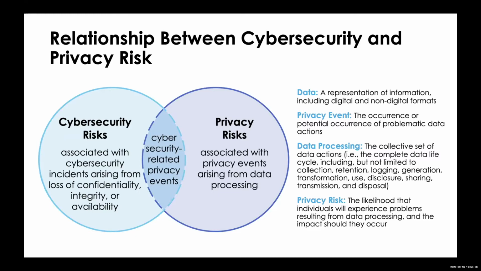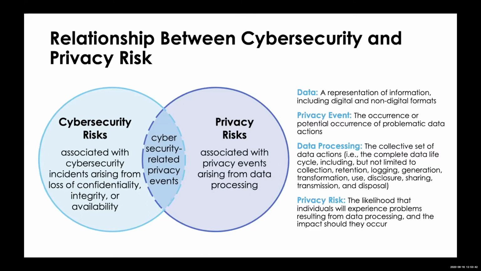Is it distinct from cybersecurity risk? So you can see that we do define a privacy risk in a specific way. It's the likelihood that individuals will experience problems resulting from data processing and the impact should they occur. So these problems, whether singly or as part of larger groups, that can result from data processing, can be expressed in various ways, but we describe them as ranging from dignity type effects such as embarrassment or stigmas, to more tangible harms such as discrimination, economic loss, or physical harm.